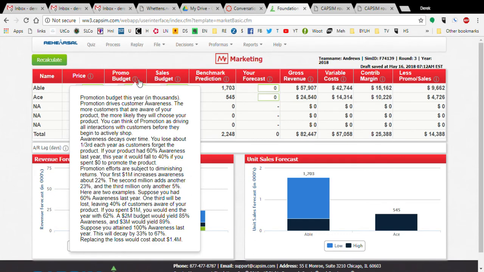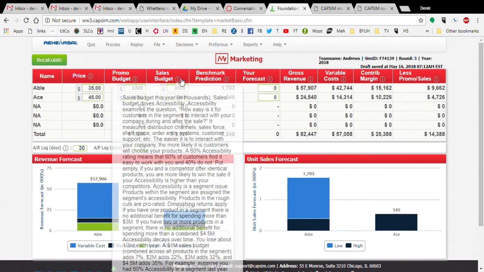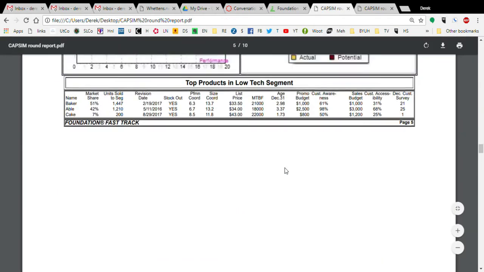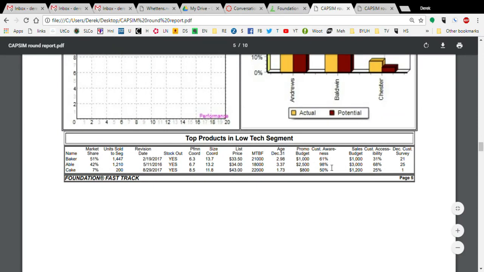In the little information bubble, same thing with the sales budget, good information. So I'm going to look at my low tech. Oh, my customer awareness is 98%. So I don't need to spend much more money on my promo budget. My accessibility is only 68%. I need to continue to invest in that.